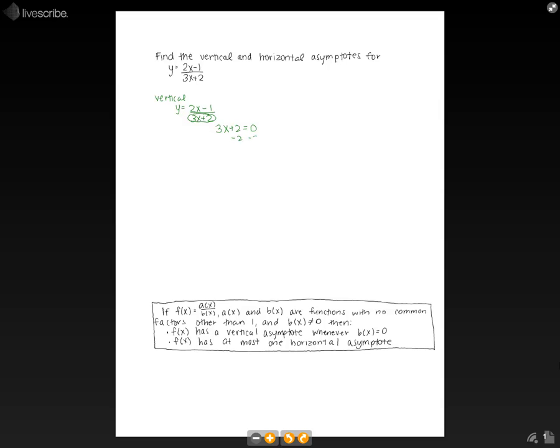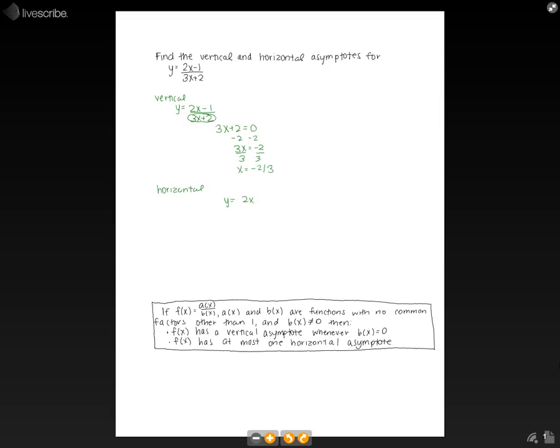So if we subtract 2 from both sides and then divide by 3, we'll find an asymptote at x equals negative 2/3. Because this, when we plug back into the original equation, will make our equation undefined because we will have a 0 in the denominator. For the horizontal asymptotes, we look at the values in front of the x's.